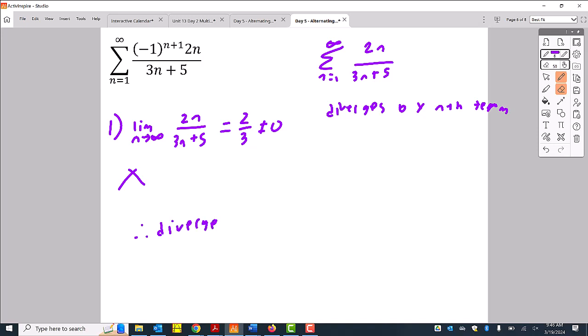Now, there are some options. You can say diverges by nth term test or diverges by alternating series test. Either one is fine. I'm going to just say diverges by nth term test. Okay.